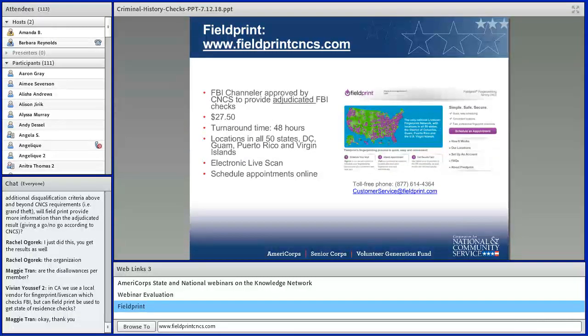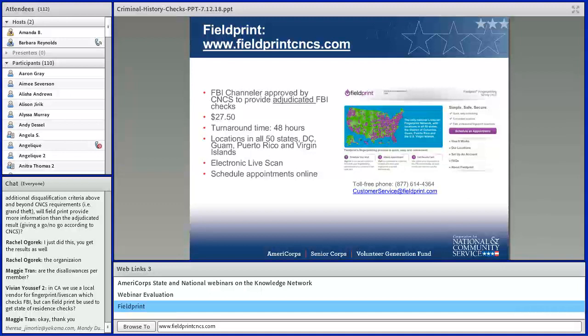In California, we use a local vendor for fingerprint live scan, which checks FBI. But can field print be used to get a state of residence check? I'm actually going to push back on you, Vivian, and ask, why don't you use field print to get your FBI checks? Why do you go to a local vendor? And again, I don't know what field print state checks are like, but if you're going to use a vendor, I strongly suggest you look at that vendor checklist on the Knowledge Network page. It goes through almost 20 questions about what vendors need in order to be compliant.